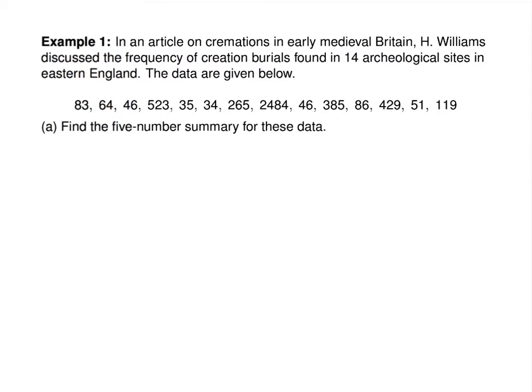So, the 5 numbers in a 5-number summary are the minimum, the maximum, the median, and the quartiles, quartile 1 and quartile 3. And remember that quartile 1 and quartile 3 are the medians of the lower and upper half of the data. So the first thing that you have to do is reorder your data from either least to greatest or greatest to least. We'll do smallest to biggest.